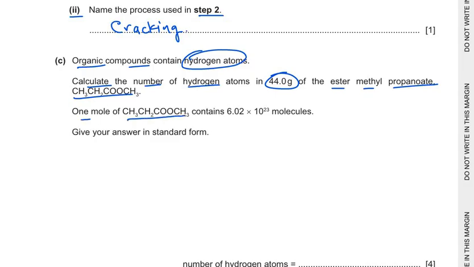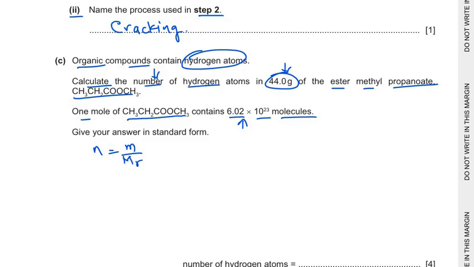1 mole of methyl propanoate contains 6.02 × 10^23 molecules. Now that is but obvious. Any substance with 1 mole has this many particles. Now what are we supposed to calculate? Calculate the number of hydrogen atoms in 44.0 grams. So the first step is we'll calculate the moles by the formula n = m upon the molecular mass.